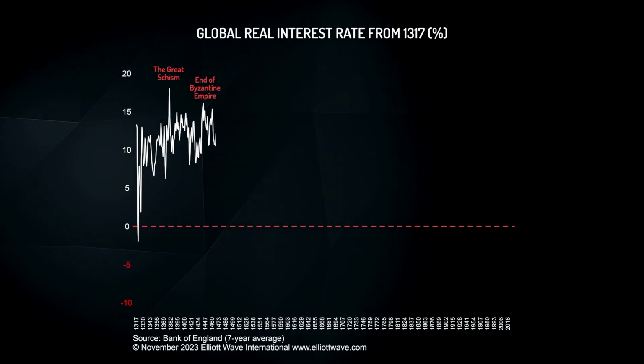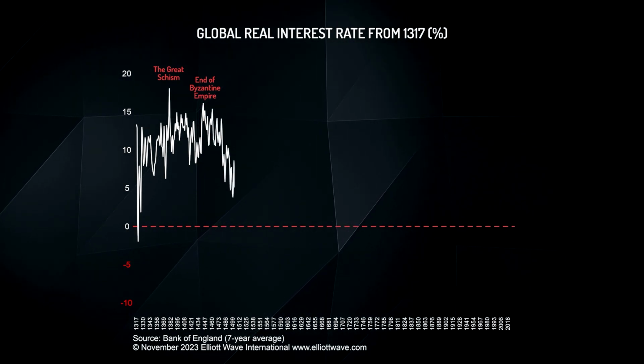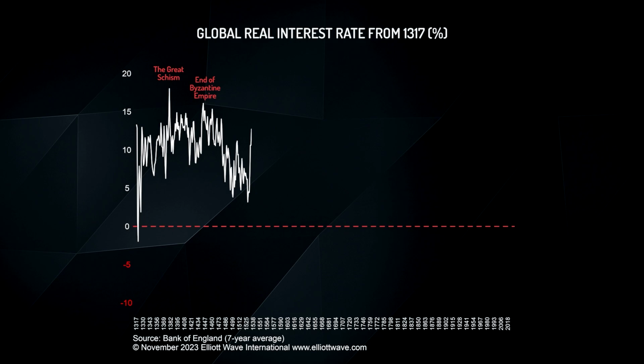This was the continuation of the Roman Empire primarily in its eastern provinces during late antiquity and the Middle Ages. It had survived the fall of the Western Roman Empire in the 5th century AD and continued to exist until 1453. The real interest rate made a low in 1527, then spiked higher into 1534.